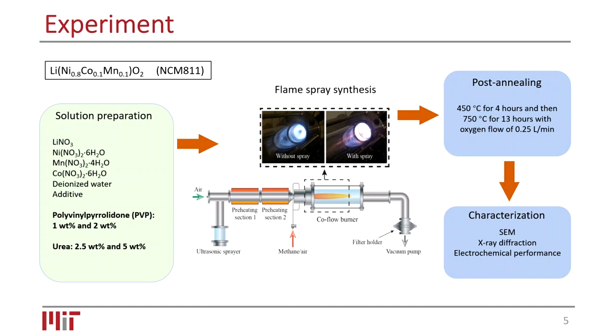Then the solution was fed to an ultrasonic sprayer that is used for generating droplets. The droplets are carried by air to two preheating sections before they go to the high temperature burner. The burner used a premixed methane flame as a heat source. After passing the high temperature burner, solid particles form and they are collected by the filter.